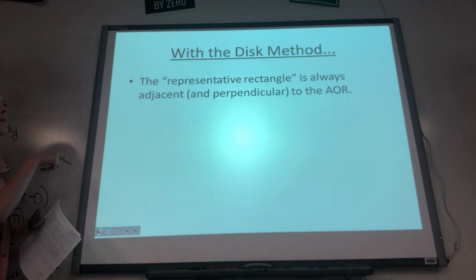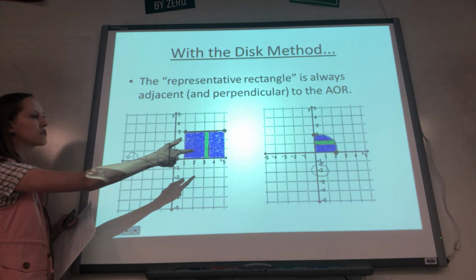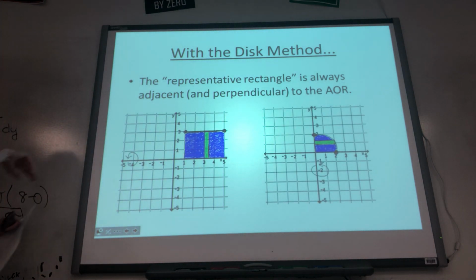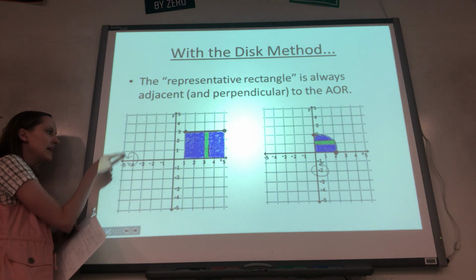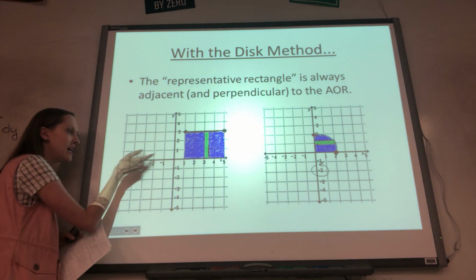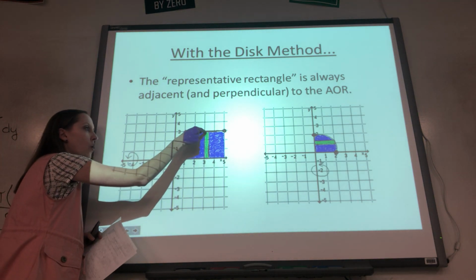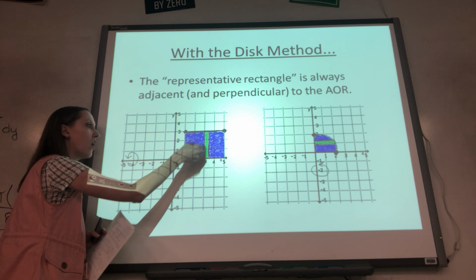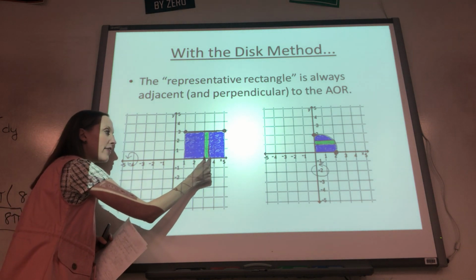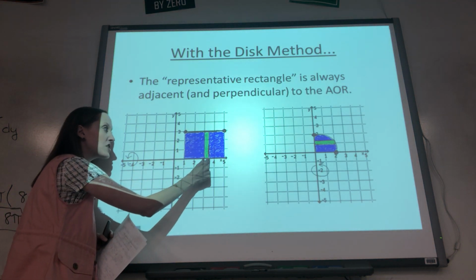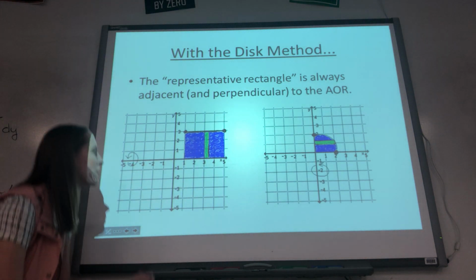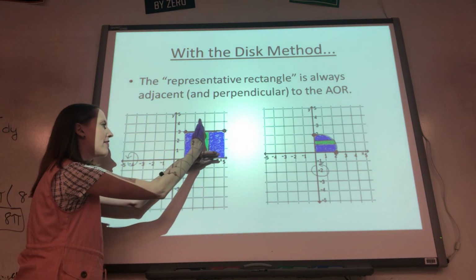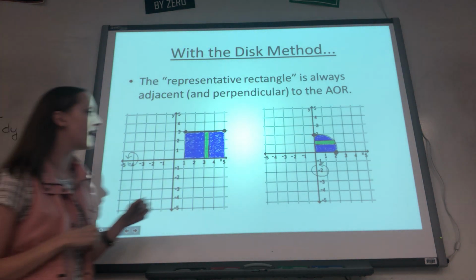I'm going to put back up here a couple of graphs from yesterday. You don't have to recopy this necessarily, but I think this was example 1. Here's the axis of revolution, the x-axis. Your representative rectangle is touching that axis. It's adjacent to it and it's perpendicular to it. If you went like this and went like that, that would form a 90-degree angle.